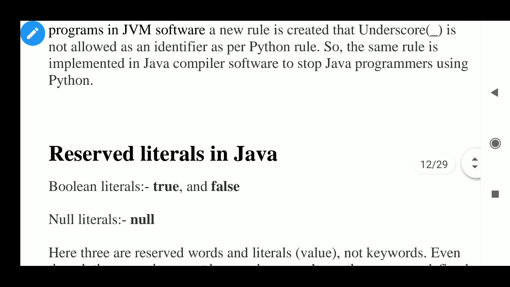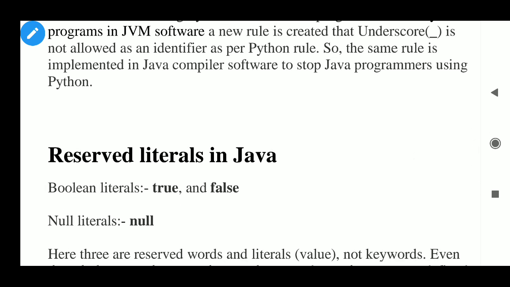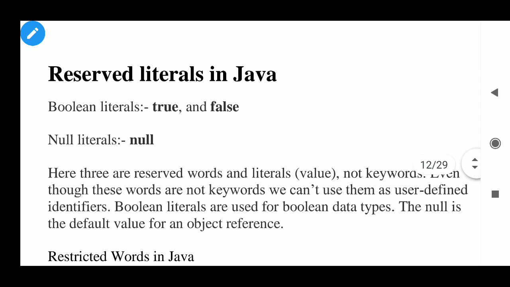Now, reserved literals in Java: Boolean literals, that is true and false, and a null literal, that is null. These are reserved words. Here, these three are reserved words and literals, that is values, not keywords. Even though these words are not keywords, we cannot use them as user-defined identifiers. Boolean literals are used for Boolean data types. The null is the default value for an object reference.